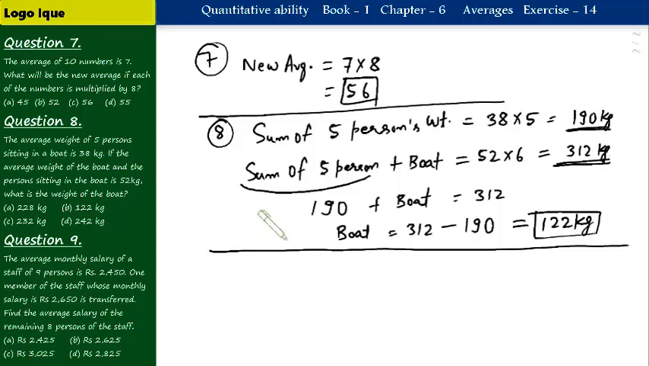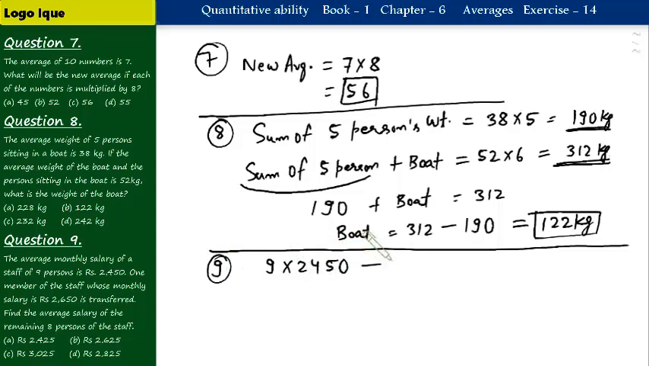Okay. Now the 9th question. The average monthly salary of a staff of 9 persons is 2450. One member of the staff whose monthly salary is 2650 is transferred. Find the average salary of the remaining 8 people. Directly we can do that. The total sum of all 9 people would be 9 into 2450. This is the total sum of 9 people.